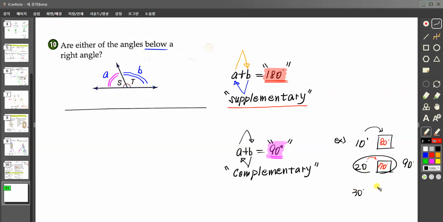How about 30? Can you answer me the 60? Right, complementary of 30 is 60. Then how about this? The supplementary of 50. 130. Supplementary of 100. 110. It is 100. Sorry, it is 80. 80, right.